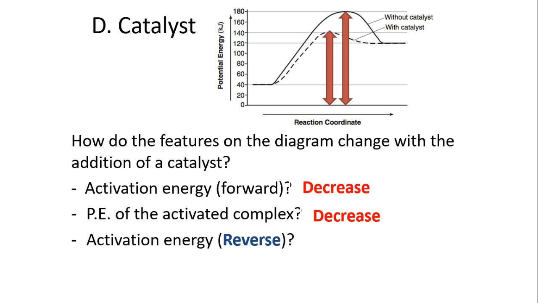The last one is, what about the activation energy for the reverse reaction? All right, so for the reverse reaction, it is from here, these are now the reactants, to the top of the hill. Without the catalyst, it's this distance. With the catalyst, it's that distance. Okay, so it also decreases. Doesn't matter if you're going in the forward direction or the reverse direction, the activation energy is lowered.